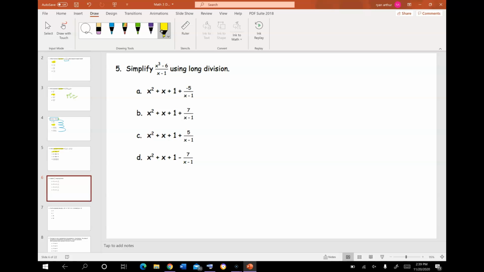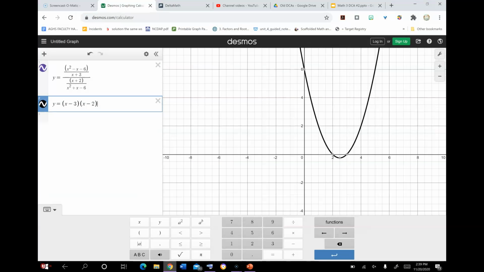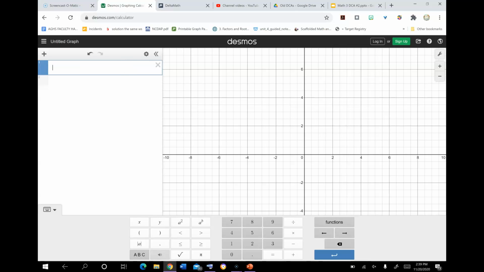Now, using long division, guess what? Your graphs will be the same here too. Okay? So let's do this one. All right? Go back to Desmos. Okay, this is another one. Simplify. Even though you're simplifying, it's still going to be the same graph. X cubed minus 6, got to put parentheses around it, divided by x minus 1.